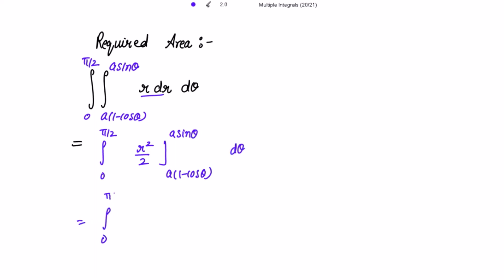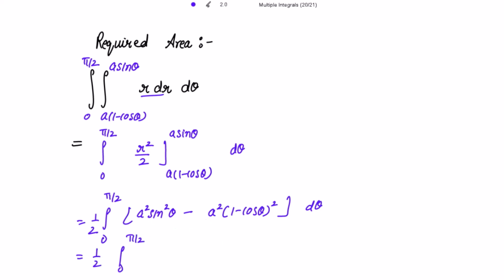Putting the limits, let me take 1 by 2 outside, and now putting a sine theta in r, so this will be a square sine square theta minus, putting a into 1 minus cos theta here, I get a square into 1 minus cos of theta whole square. Simplifying this, let me take this a square also outside. So this is sine square theta minus, opening this, 1 plus cos square theta minus 2 cos of theta. Very fine. Now I'm changing this sine square theta into 1 minus cos square theta.